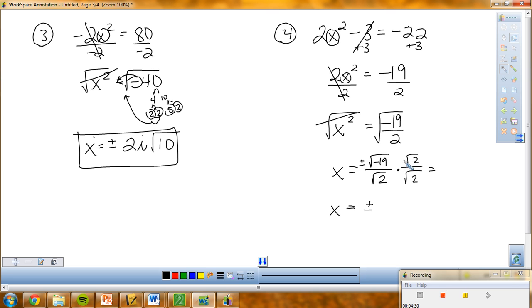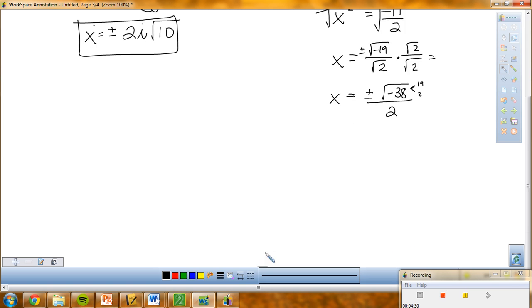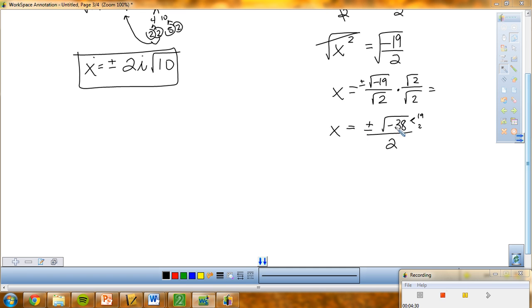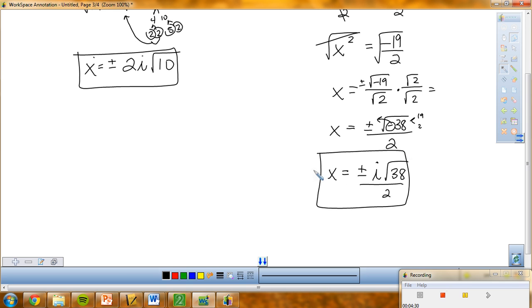I'm going to multiply on the top. So negative 19 times negative 2 is going to be the square root of negative 38. And square root of 2 times square root of 2 is going to give me just a 2. I want to check if I can simplify my negative 38. And I have a 19 and a 2, both of which are primes. So I cannot take out any common pairs. So all I can do is take out this negative. So I'm going to have x is equal to plus or minus i, the 38 is going to stay inside, the 2 stays below. And that is as much as I can simplify.